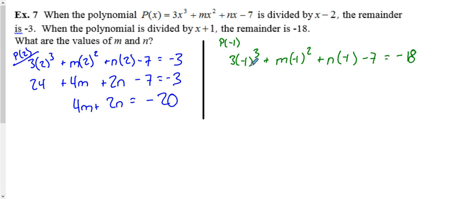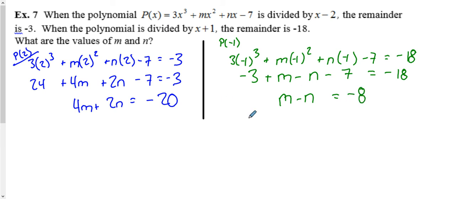There we go. And again, I want to clean this up before I move on. So on this side I have negative 3 plus m minus n minus 7 is equal to negative 18. Moving everything away from m and n. So I have m minus n still is equal to, and on the other side, negative 8.